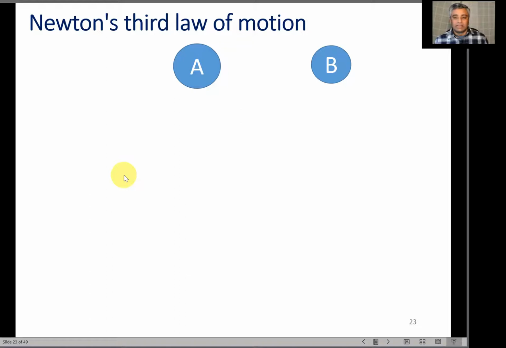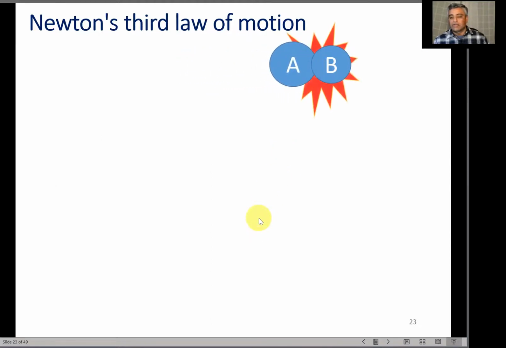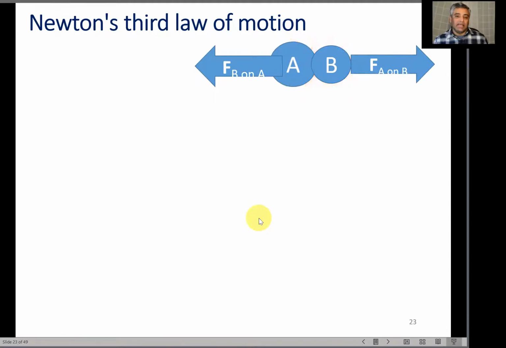What happens? The harder you hit, it hits back with a harder force. So that's what Newton's third law is. For example, here there is object A, there is object B. Object A is now going to hit B. So in our daily language, we may say, okay, B gets hit by A.